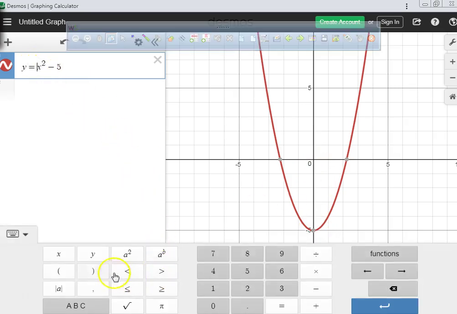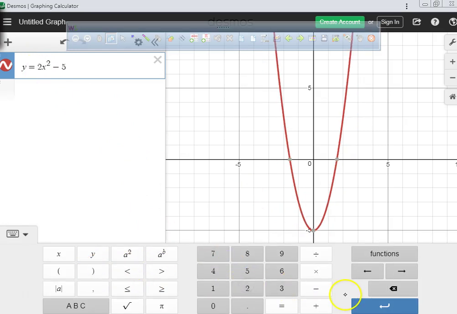Even if I put a 2 in front of here, the 2 didn't change whether it shifted up or down. What happened to the graph? It made it more slimmer. But we use the word what? Narrow. More narrow, or narrower. Okay? If I put a negative here, what's going to happen? It's going to go down.